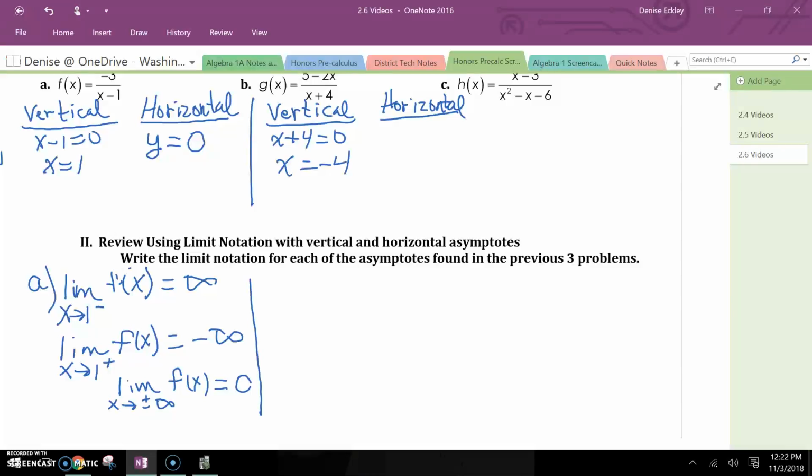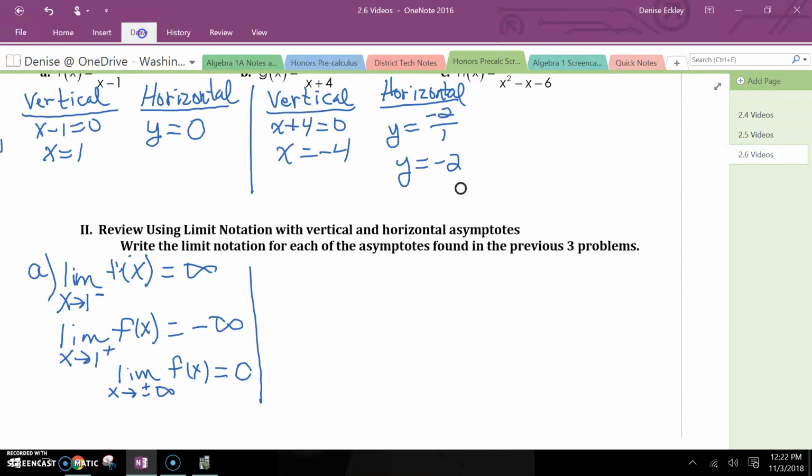We have a minus 2x as the leading term in the numerator, and a positive 1x as the leading term in the denominator. So our horizontal asymptote is going to be that negative 2 over negative 1. So it's going to be y equals negative 2. So again, for the vertical, we're going to have to look to the left and right of negative 4 to see how the function breaks.